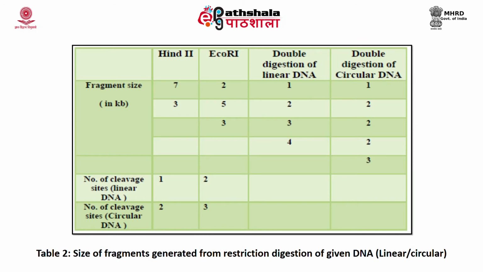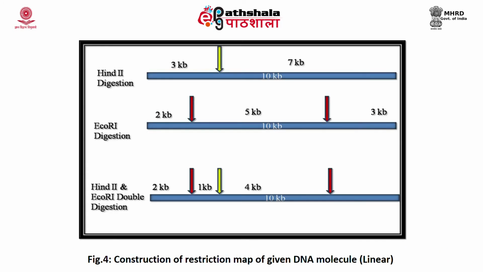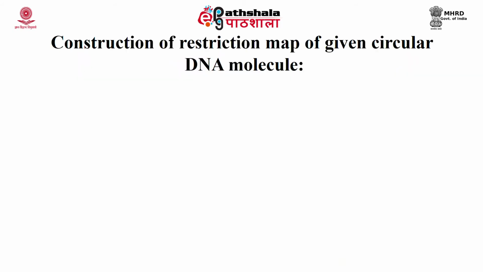Table 2 shows the sizes of the fragments generated from the restriction digestion of the given DNA, and figure 4 shows the construction of the restriction map of a given DNA molecule, which is a linear DNA molecule. Construction of the restriction map of a given circular DNA molecule.